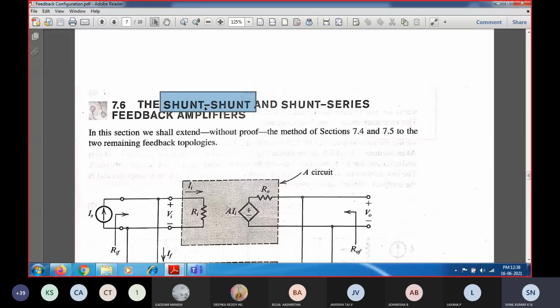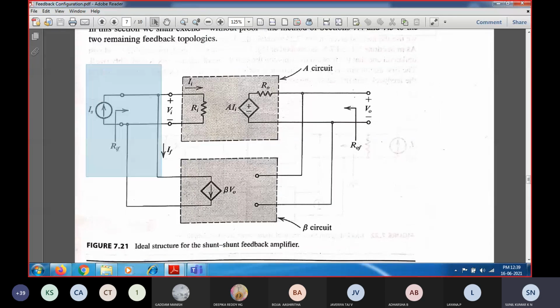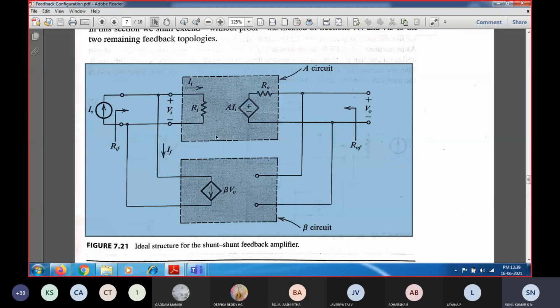So in this shunt configuration, both the input and output impedance are going to reduce by a factor of 1 plus A beta. So we will just derive this equation as well. So consider this as the ideal situation.